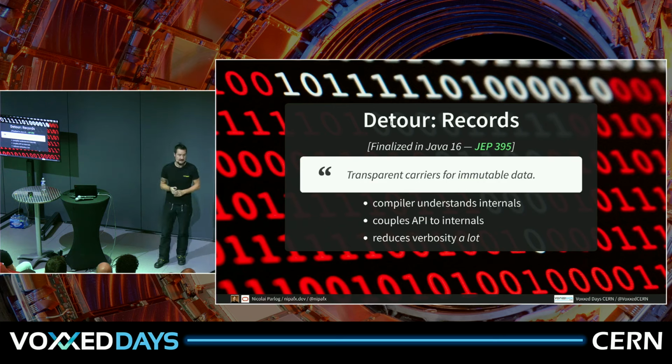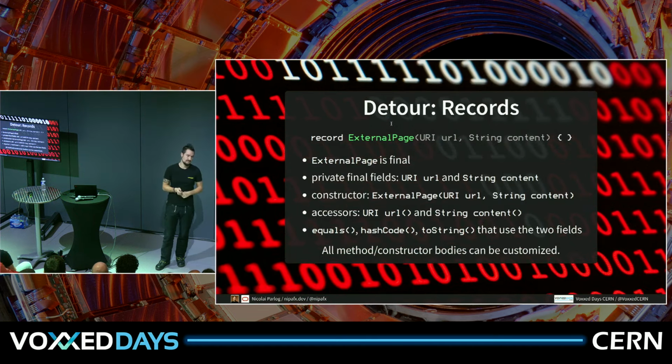Now, records were finalized in JDK 21, so I assume a lot of you already used it. Who has used records in the past? Great. Okay, for those of you who haven't, we're going to give you a little bit of an example on the next slide. Just overall, the idea behind records is you want to create transparent carriers for immutable data. Note how the message does not say you want to avoid boilerplate. Yes, they can do that, but if you use records to avoid boilerplate, you're going to be pretty unhappy pretty soon. Because there are some limitations that do not make sense under the rubric of avoiding boilerplate. They make a lot of sense under the rubric of transparent carriers for immutable data. So what happens here is that the compiler understands the internals of a record, couples the API to it, and that's where the boilerplate reduction comes from.